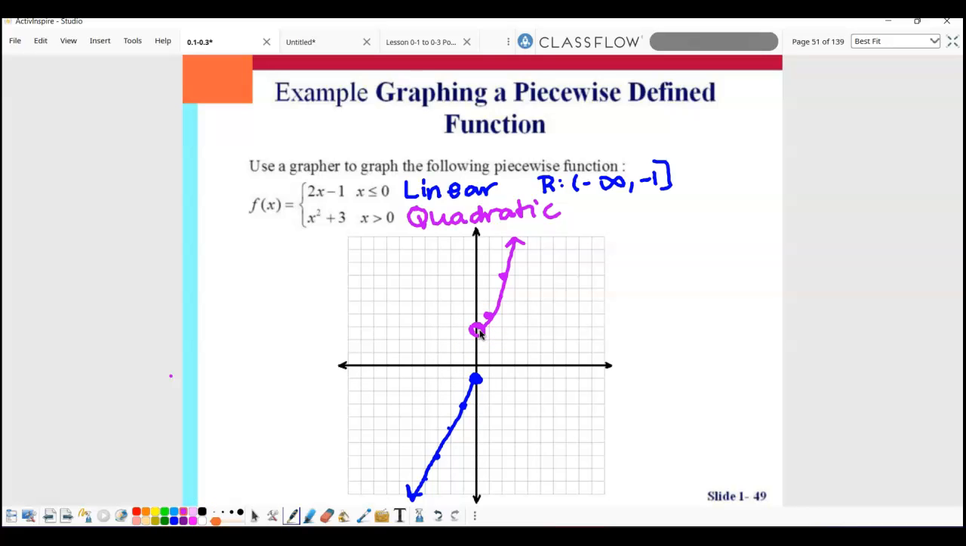Okay. So, do they connect? No. Is this continuous? No. So my range is broken apart. So this one ends at -1. This range starts at 3 and goes to infinity. So there is a gap in the range, therefore can't be continuous.